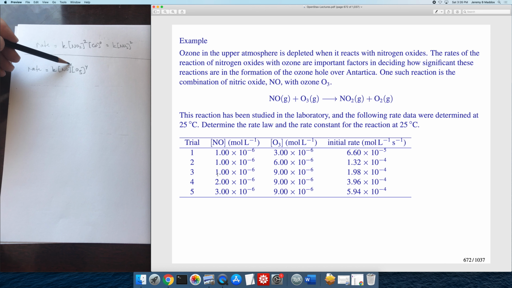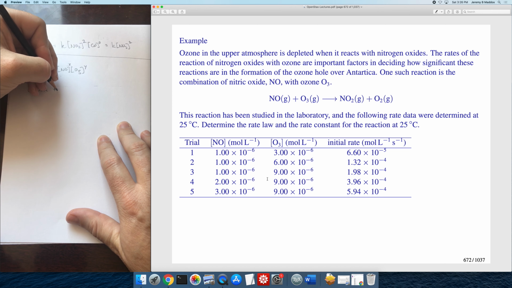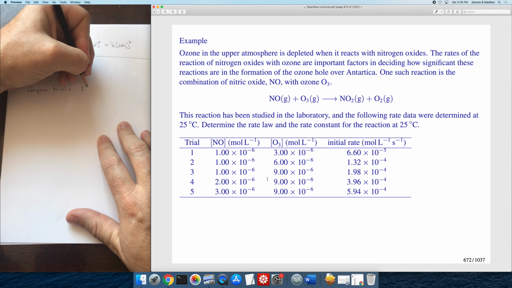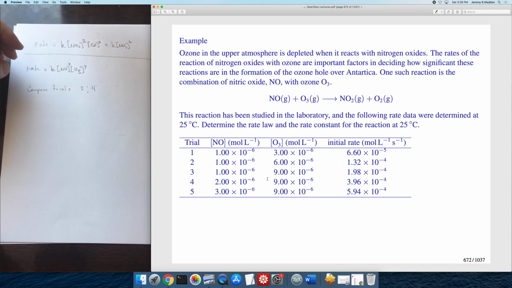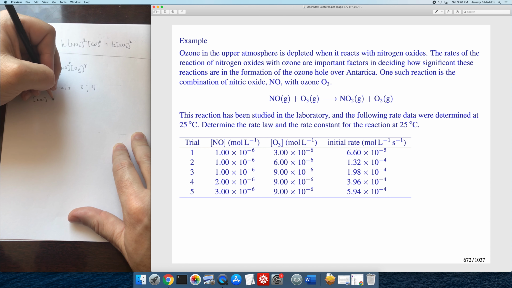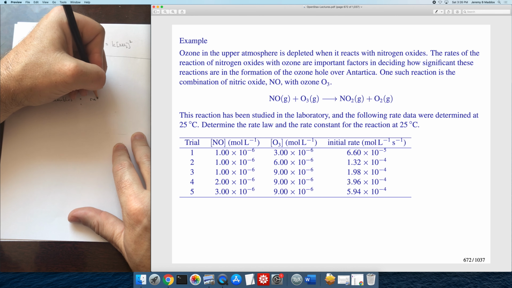So we don't want to use that one. How about 3 and 4? You're doubling the nitrogen monoxide concentration. Look at that. The ozone concentration is fixed. Okay, so that's exactly what we want. So we're going to compare trials 3 and 4. And what do we find? We see that the rate, look, this is almost 2, that's almost 4. So we see that NO concentration doubles and rate doubles.